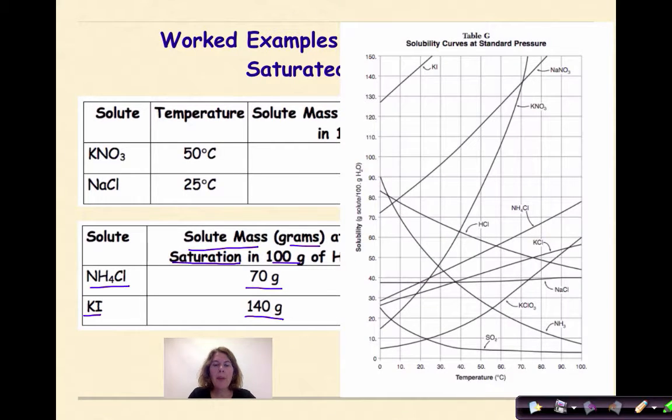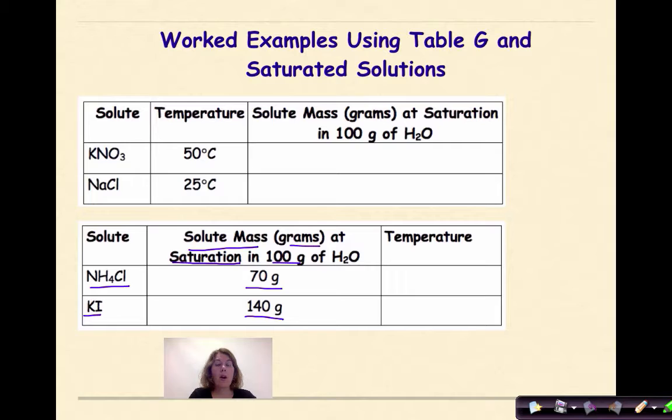So we'll go to table G, and the first thing that we're going to do is find the line for potassium iodide, which is way up here. There it is up there, and then we're going to go to 140 grams, and we're going to go across until we hit the line. Remember, on the line is saturation, and then we're going to go down, down, down until we find the temperature that corresponds to dissolving 140 grams of solute in 100 grams of water, and we find that that is roughly 15 degrees Celsius. So 15 degrees Celsius right here. On our chart for 140 grams potassium iodide, we're going to write 15 degrees Celsius.